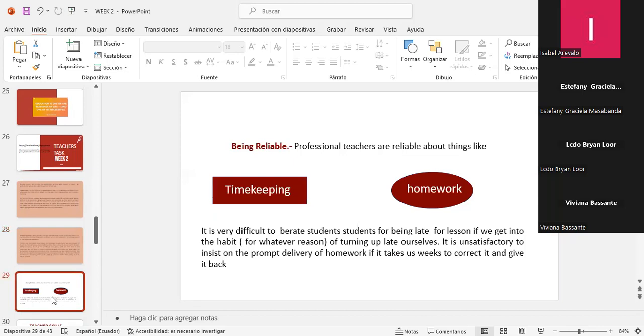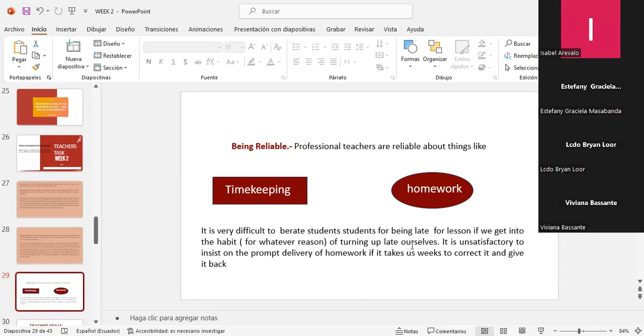Being reliable. Professional teachers are reliable about things like timekeeping and homework. We have to be punctual. Please don't waste your time. Teacher's time is important, it's crucial. So it is very difficult to berate a student for being late for lesson.